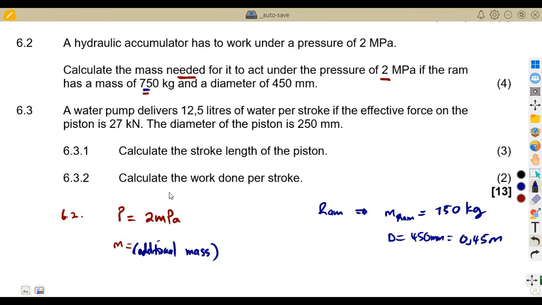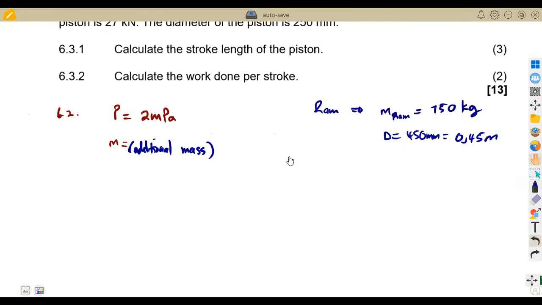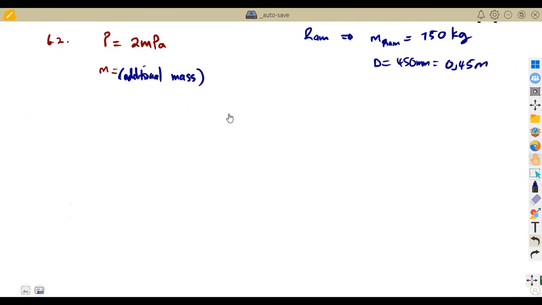So the question is, we need the additional mass. Where are we going to have this additional mass? The concept is, let us bring back our formulas here. Let us understand our question. We have the mass of the ram in this case. Together, these must give us a certain mass, that is the total mass of what we have on the ram and what was added, because this is an additional mass. You are adding this mass. It's an additional mass.